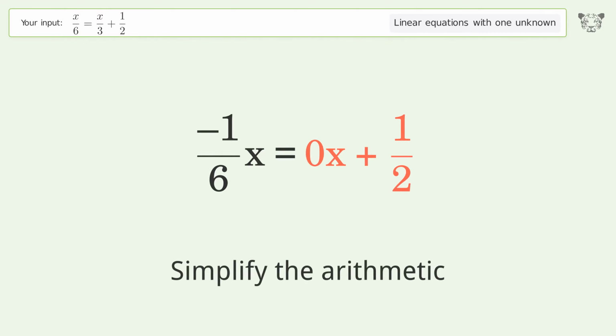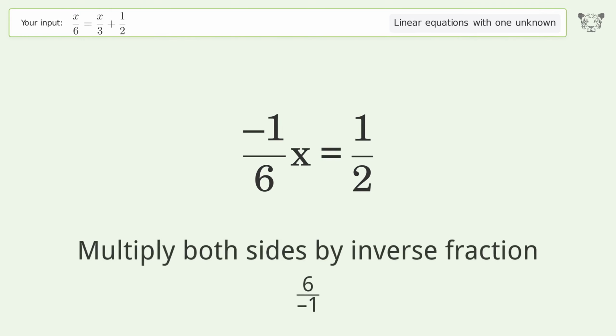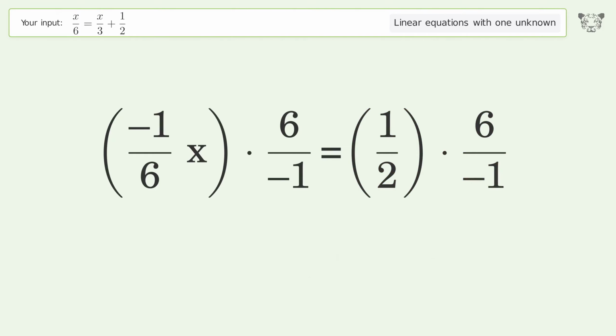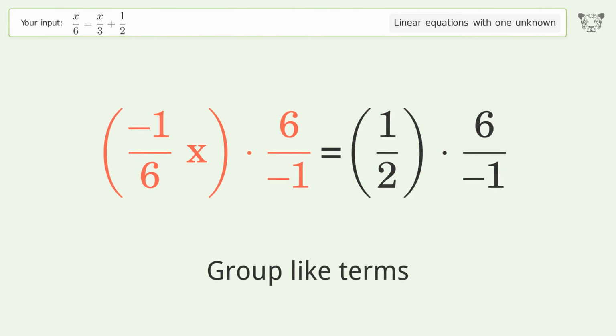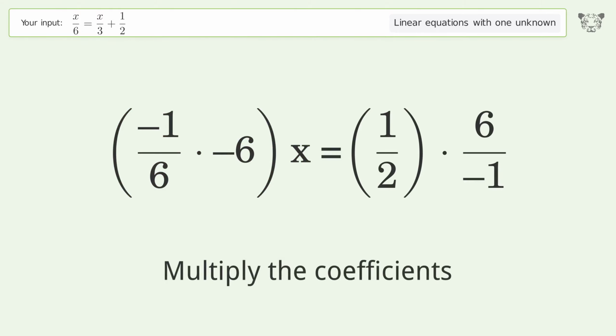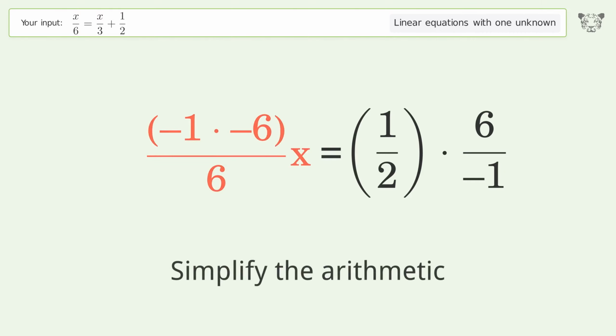Simplify the arithmetic. Isolate the x. Multiply both sides by inverse fraction 6/(-1). Group like terms. Multiply the coefficients. Simplify the arithmetic.